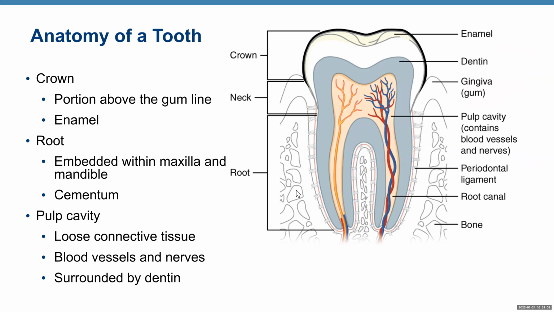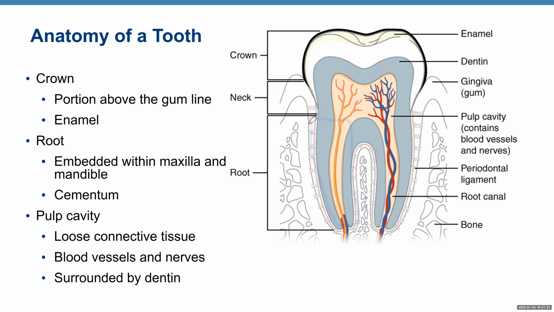Anatomy of a tooth. A tooth is made of crown, neck, and root. Crown is the portion above the gum line, and it's covered by enamel. Root is embedded within the maxilla and mandible bone. So here would be the root.